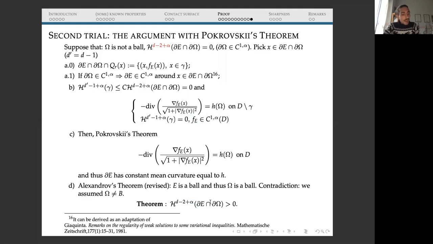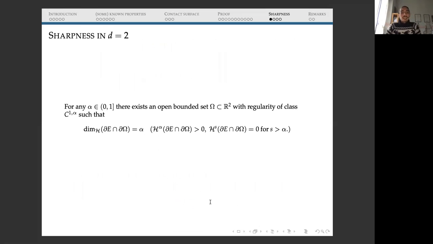Okay, so final part. I think I still have the time to show you briefly the sharp examples. The last part is where I would like to show you that we can cook up examples in which these bounds are actually saturated. In particular, I will build for any alpha an open bounded set which is regular. The regularity is actually C^{1,alpha}, and such that the Hausdorff dimension of the contact surface is actually alpha. So it's going to look like a fractal.